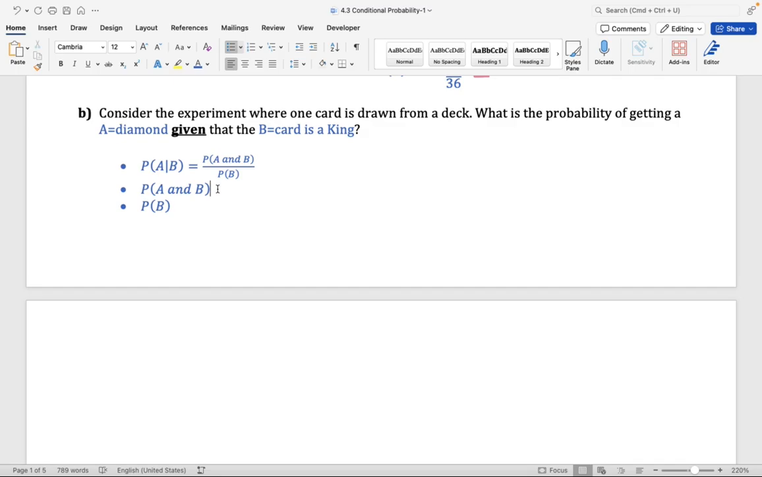Then let's go ahead and compute the probability of B. Once you have those two probabilities, you're going to be able to take the probability of A and B divided by the probability of B. I'm going to let you do this on your own. I'm going to be asking you to provide the probability of A and B. Then I'm going to be asking you to provide the probability of B. And then finally, I'm going to ask you to provide your final answer for the probability of A given B.